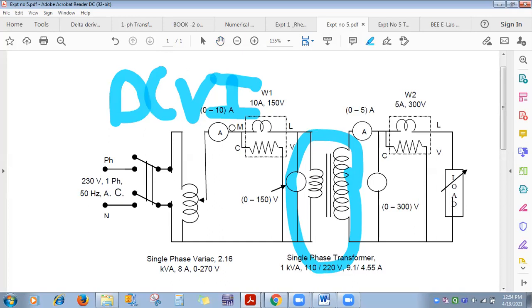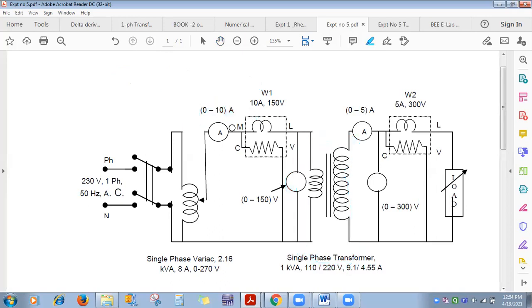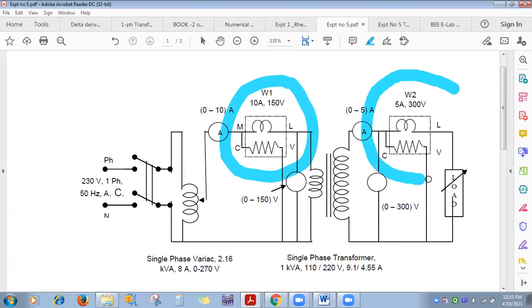But what is the formula for power in an AC circuit? VI cos phi. So cos phi also you have to consider. That's why in an AC circuit, to measure AC power on the primary, one wattmeter is connected, and one wattmeter is connected on the secondary to measure AC output power. So W2 by W1 into 100 you will get the efficiency.